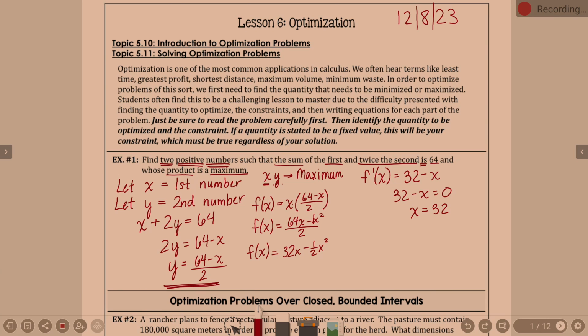Okay. What was the question asking? Two positive numbers. The sum of the first and twice the second is 64. So can we just plug the x into the original equation? Yeah. In other words, when it said find two positive numbers, my two positive numbers were x and y. We just found x. I now also need to find y. And since we're only given one option, we know that this has to be it. So we have x equals 32, and y equals 64 minus 32 over 2, which is 32 over 2, which is 16. So x equals 32, y equals 16.